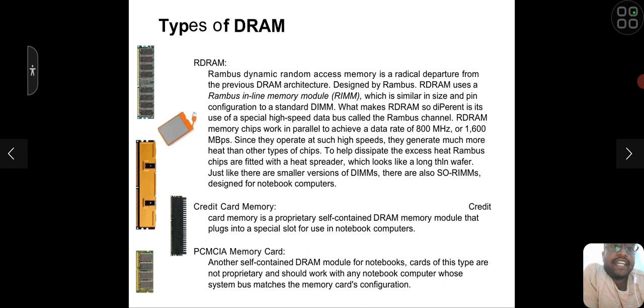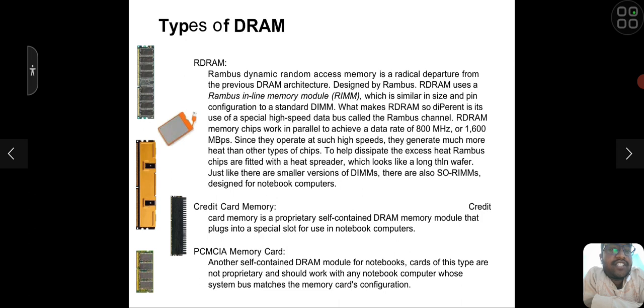Another type of DRAM is RDRAM. Rambus dynamic random access memory is a radical departure from the previous DRAM architecture, designed by Rambus. RDRAM uses a Rambus in-line memory module, RIMM, which is similar in size and pin configuration to a standard DIMM. What makes RDRAM so different is its use of a special high speed data bus called the Rambus channel.